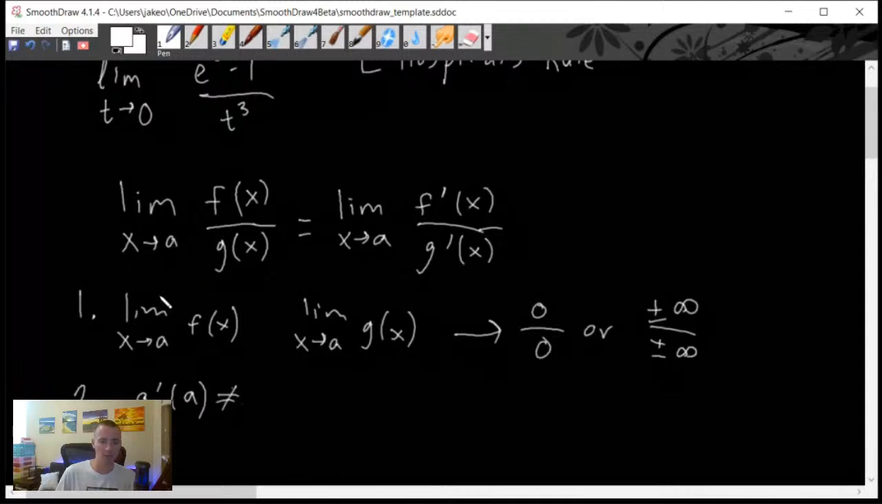But what we need to make sure is not true is instead that g prime of x near x equals a is 0. The reason for that is limits really don't care what's happening at this point. At x equals a has no impact on this limit. But as x gets really, really close to a, in the neighborhood of a, if g prime of x equals 0 in that little neighborhood, then we may run into some issues, and we shouldn't be using L'Hopital's rule.